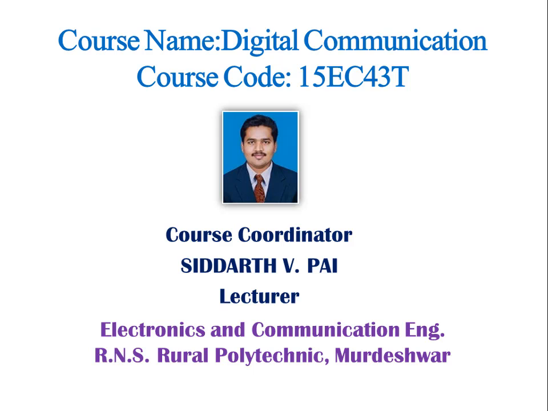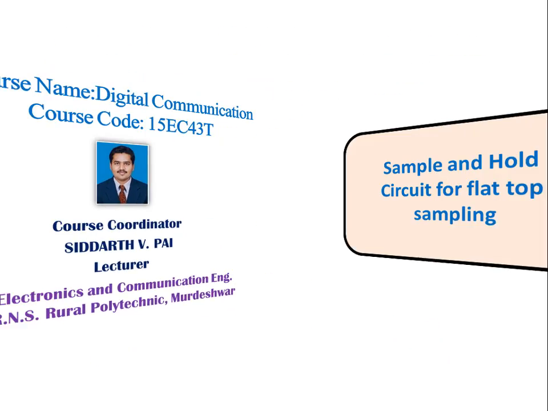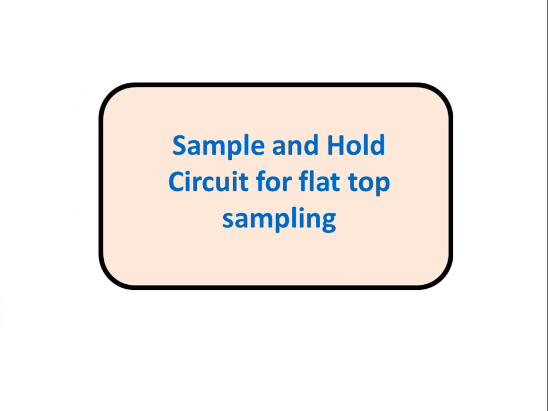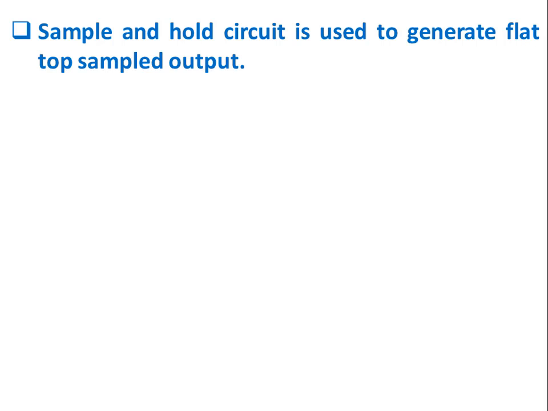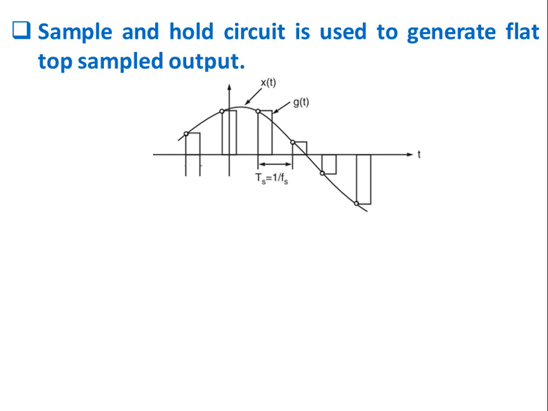Today in this session, I will be explaining the sample and hold circuit for flat top sampling. As we know, the sample and hold circuit is one of the most widely used circuit designs to generate flat top sampled output, which consists of a number of flat top samples at the sampling rate of Fs, once every Ts seconds, using a periodic pulse stream.